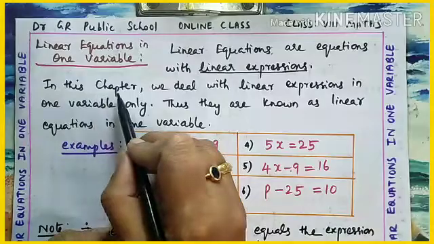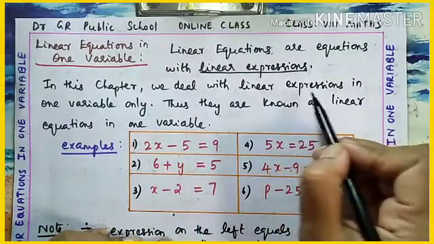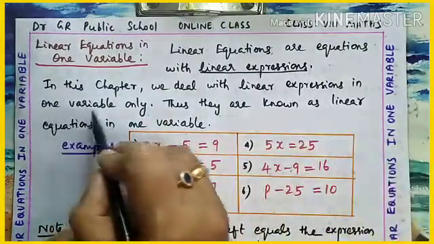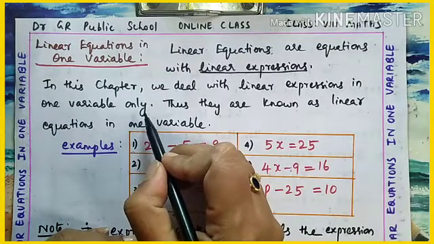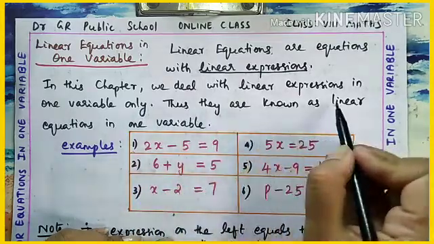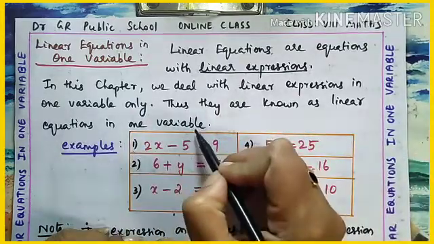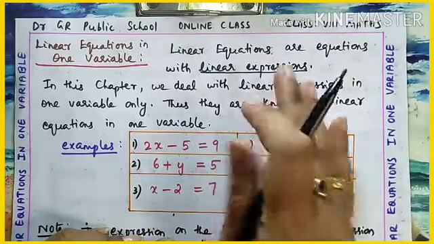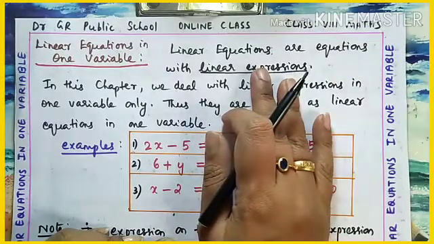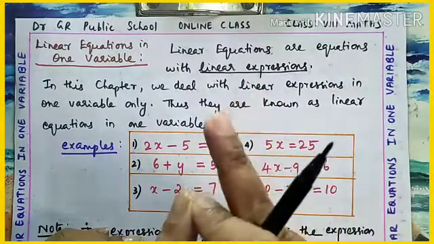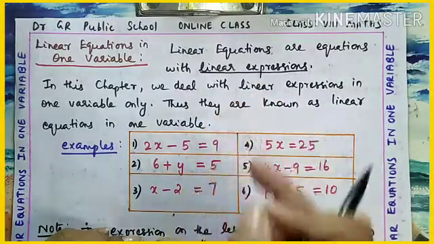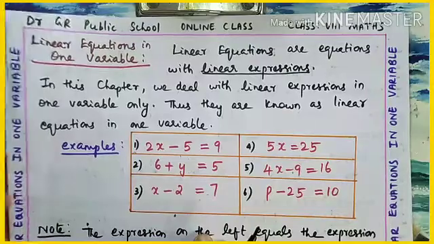In this chapter, we deal with linear expressions in one variable only, right? So one variable only is coming for studying in this lesson. Thus, they are known as linear equations in one variable. Okay, so linear equation means that equations are having linear expressions and we are studying in only one variable. Okay, so more examples I have written for you.